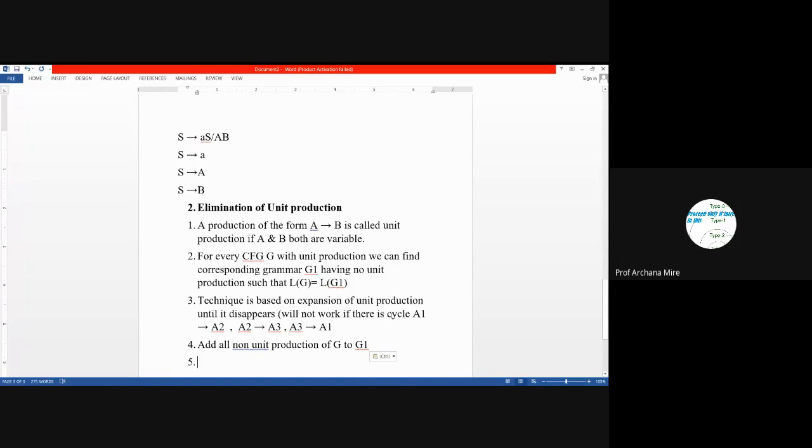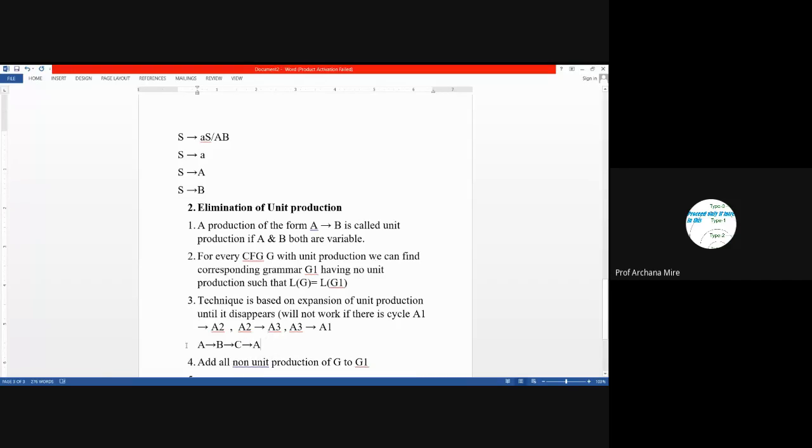If there exists a cycle of production rules like A1 leading to A2, A3, these are different non-terminals. Generally the non-terminals we use are like capital A, capital B, capital C. So here it means nothing but A leading to B, leading to C, and once again leading to A.